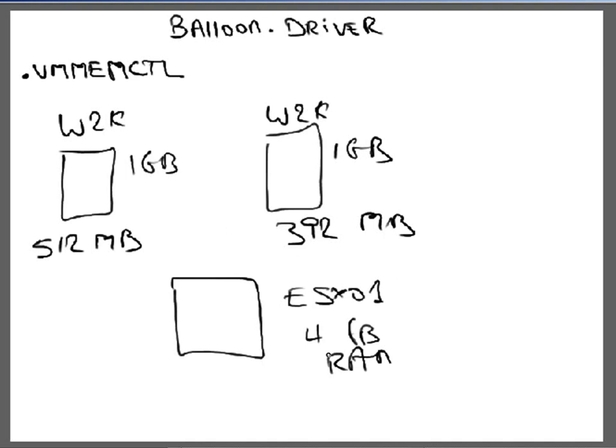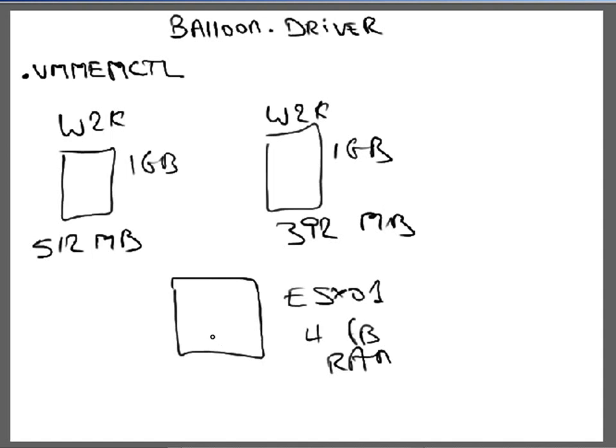So you have 4 gigs of RAM here for ESX01, and you have 6 machines that you've assigned 1 gig of RAM to. So here you've over assigned the amount of physical RAM that you have for virtual machines, and as such you've put ESX01, the actual physical host, under memory stress, memory strain. So what does it do? It uses something called a balloon driver.